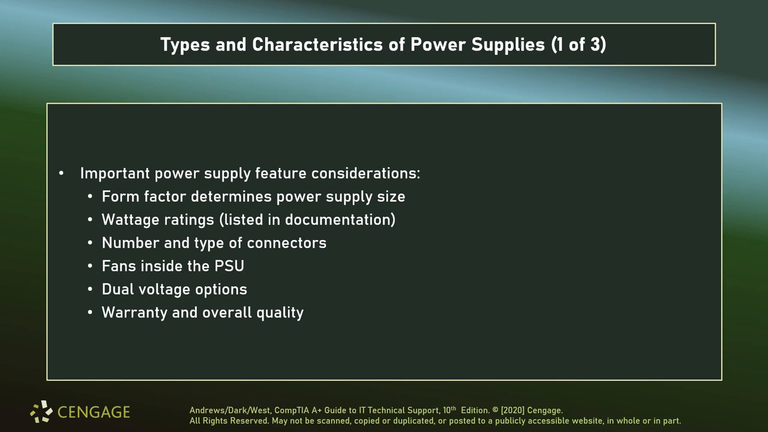Dual voltage options, if we wanted to operate outside of the US, we want to make sure that we can support both 120 locally and 220 internationally. The warranty and overall quality of the device, we want to make sure that we have some form of support, at least for the first year that we have the device, and then the overall quality will allow it to have a lifespan beyond a couple of months.